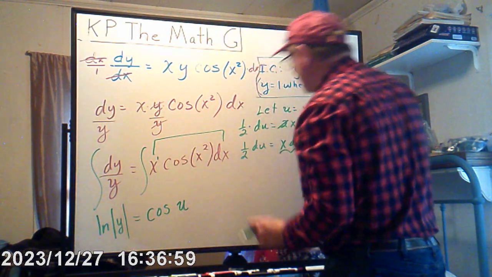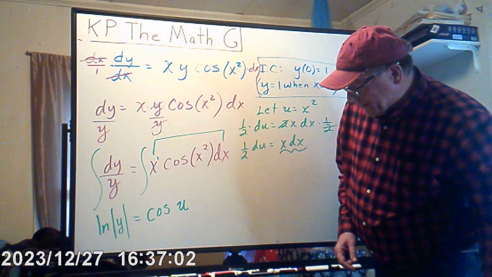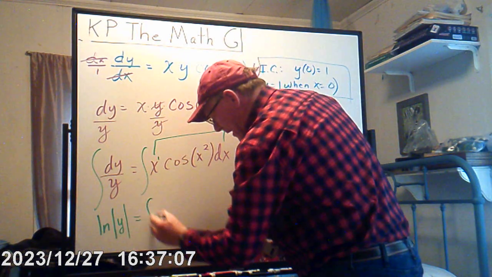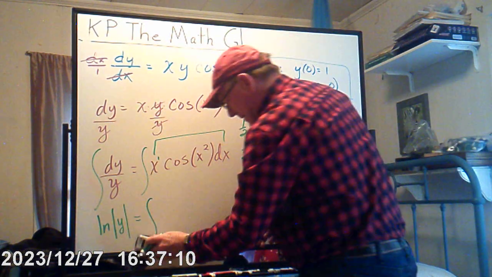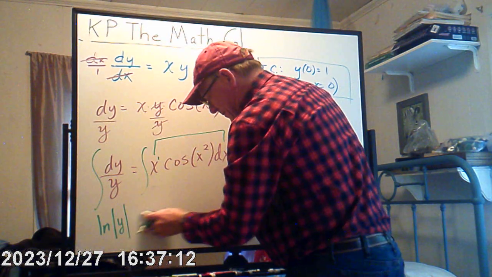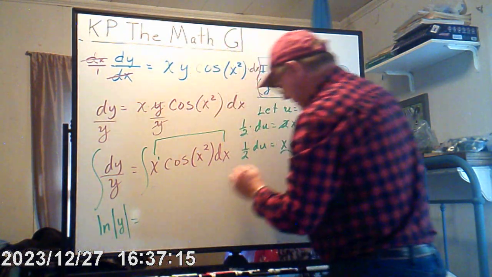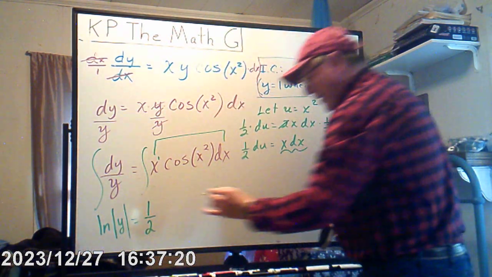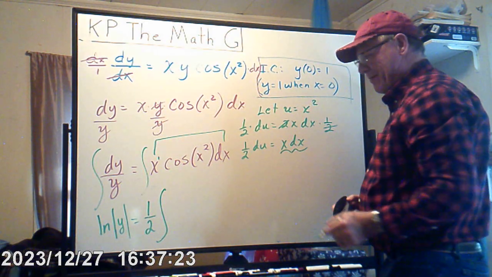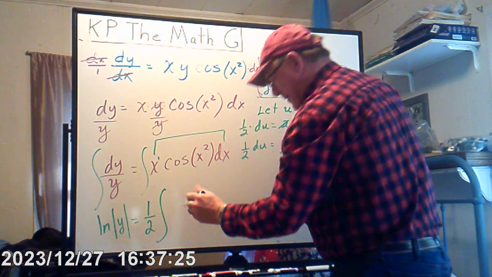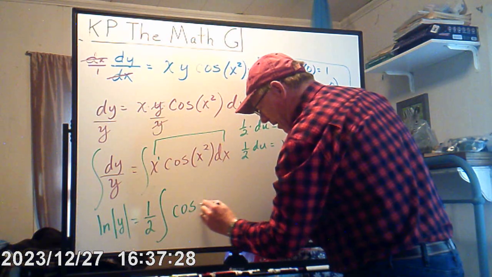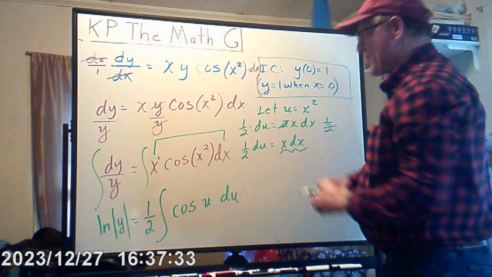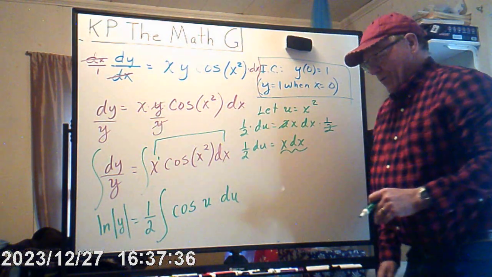Oh, wait a minute. Almost forgot my integration symbol. Now that's sad when KP the math guy, of all people, leaves out the integration symbol. Alright, let's put this 1/2. I forgot that in one of my videos before. I had a 1/3 and left it out. I'm not leaving it out this time. Now 1/2 cosine of u du. There it is. Whew. Okay.